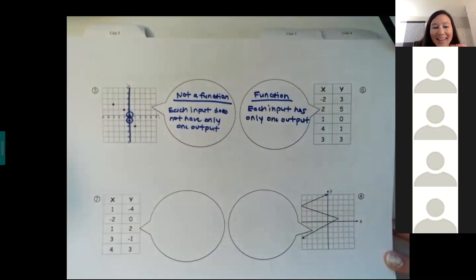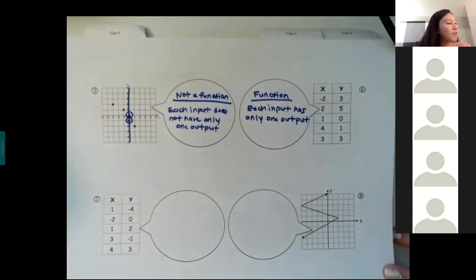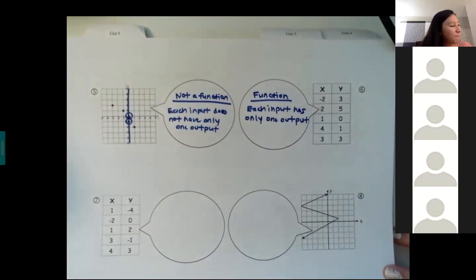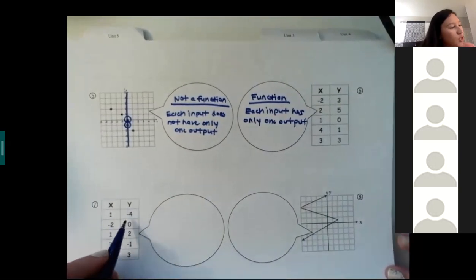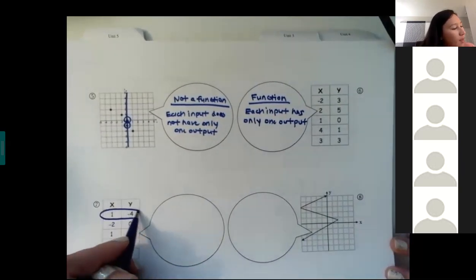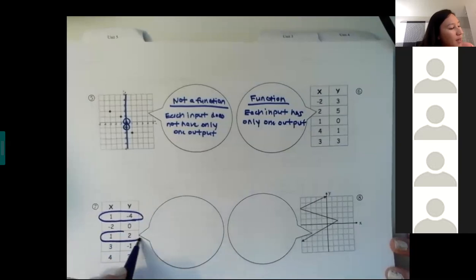Okay, and then Kaleni, am I pronouncing that correctly? Yeah. Okay, what do you think about number 7? Did you say it's a function or a non-function? It's a non-function. Good, what told you that? The repeated x value. Okay, so if we look at it, it's not just because it repeated the x value.